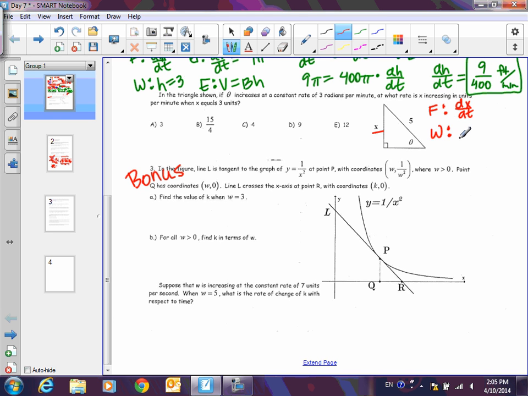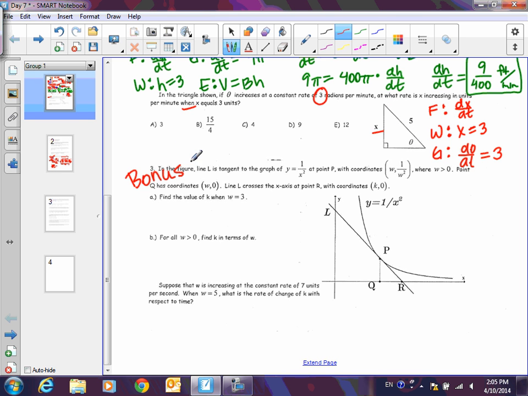What's our when? X equals 3. It's kind of nice that they use the word when. It clues you in. And then our given is going to be this rate, d theta over dt. It says theta is increasing, so positive 3. But theta itself is getting bigger and bigger, so this triangle is opening up and getting really tall and skinny. Well, it's not really getting much taller because this 5 is set, but that's neither here nor there.